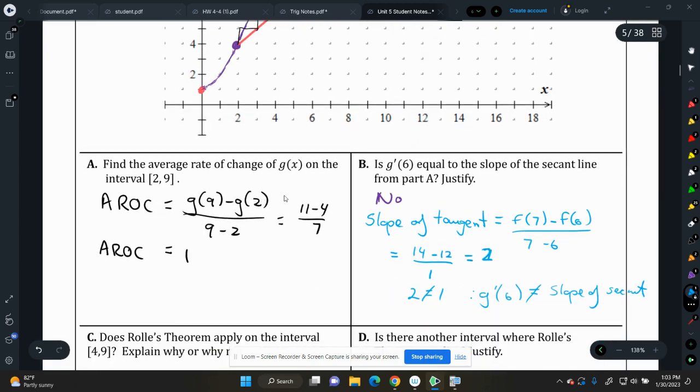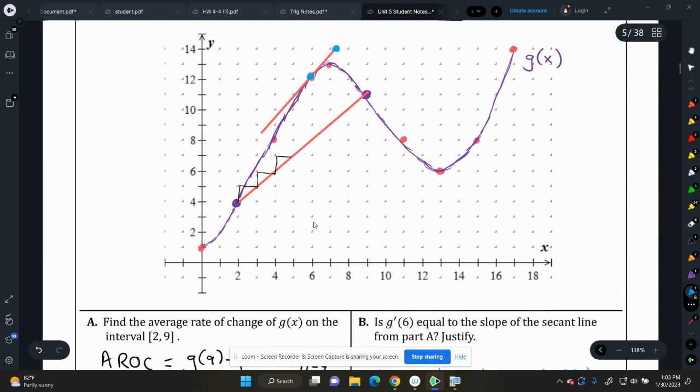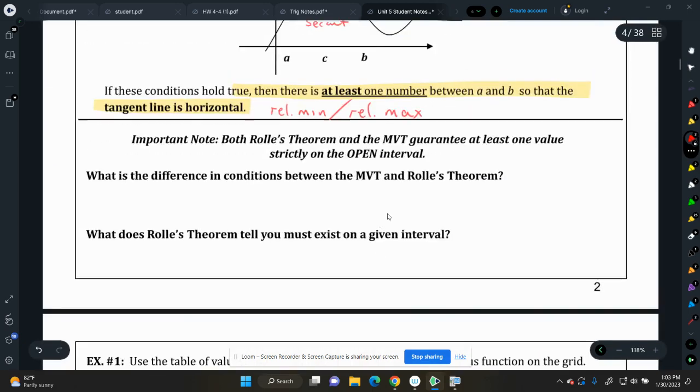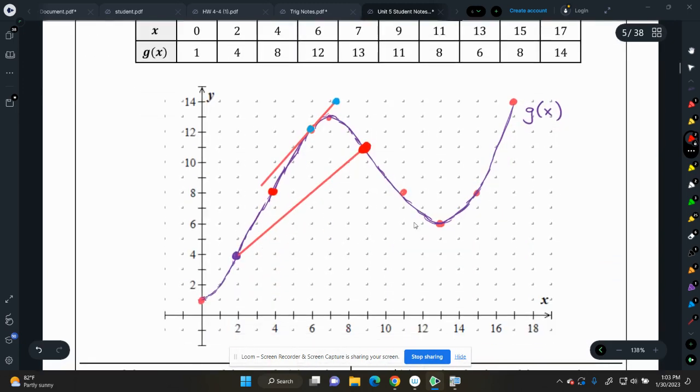Everybody understand that? Okay. Does Rolle's theorem apply on the interval from 4 to 9? Explain why or why not. What does Rolle's theorem tell us? Oh, okay. Well, not just maximum. Okay, so the interval from 4 to 9, was it? 4 and then 9. Okay. Rolle's theorem says that if f of A equals f of B, okay, is there a point on this interval where f of A equals f of B?